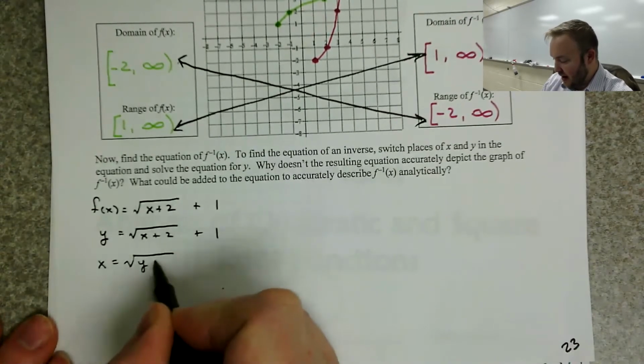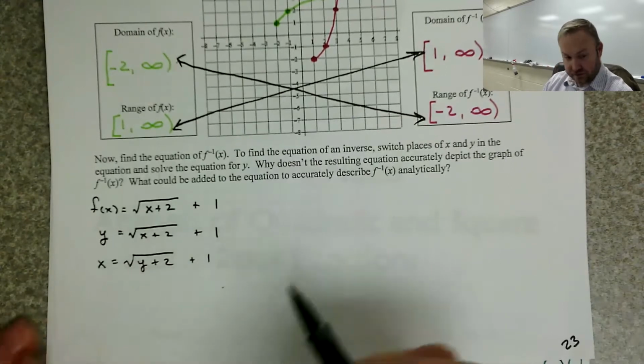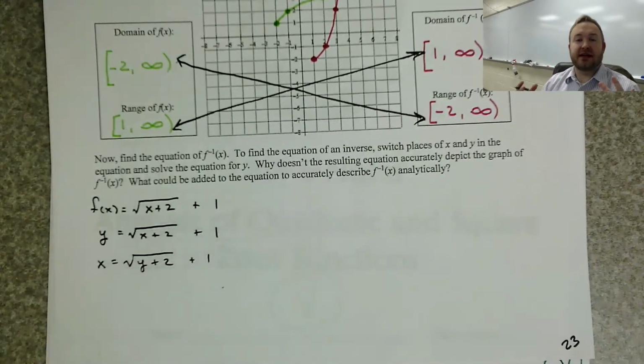I'm going to replace that x with a y. Now at this point, I've really done the inverse. I switched the x and the y, that's the inverse step. In order to write this as a function though, I will want to resolve this equation for y.